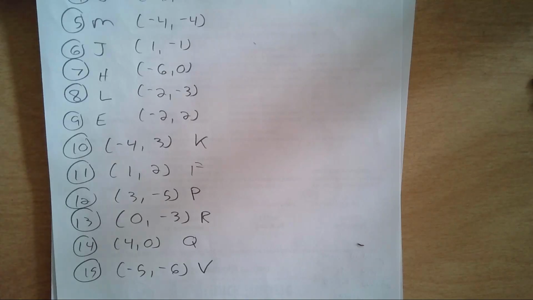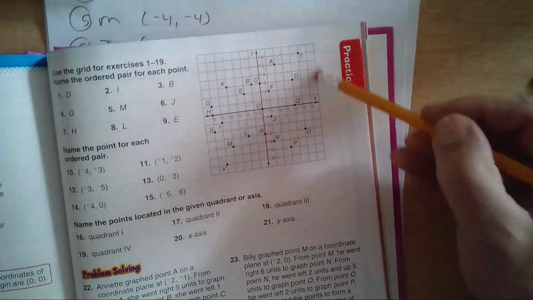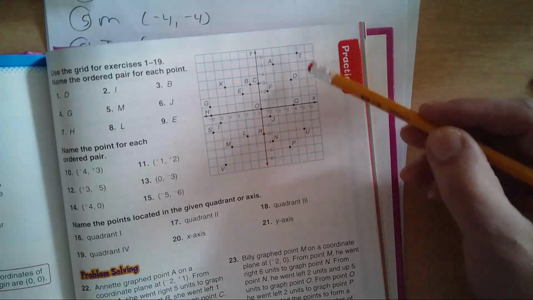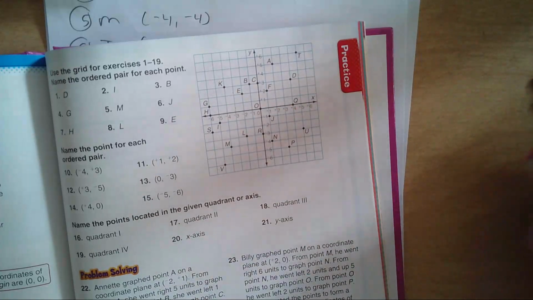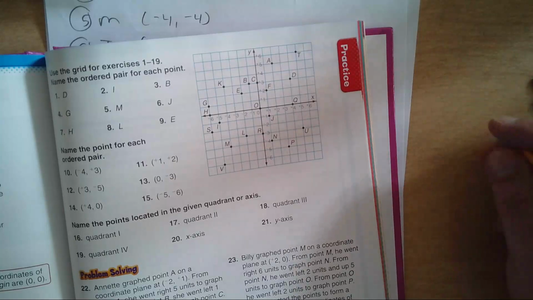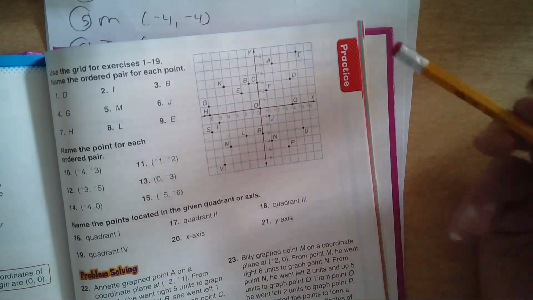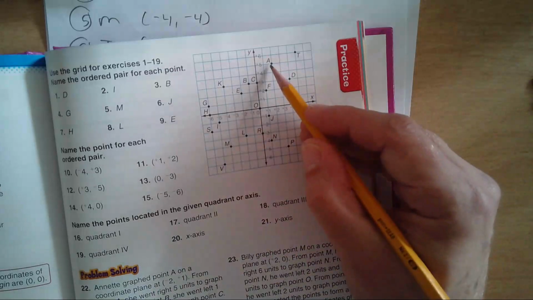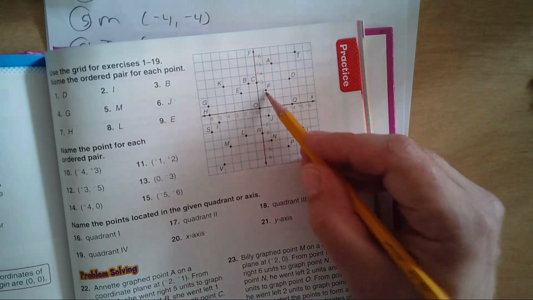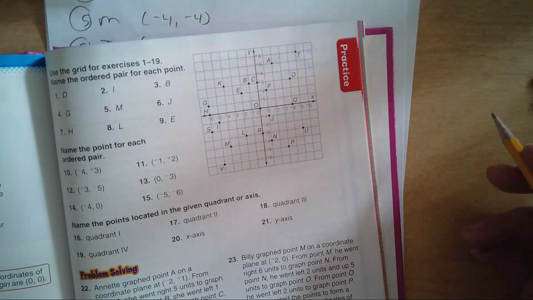I mean, if I said name the points located in quadrant 1, well, I would look for quadrant 1. I would say A, T, D, and F. There's 4 points in quadrant 1. Do you agree with that? C and Q are not in quadrant 1. They're on an axis. So there's only 4 points in quadrant 1: A, T, D, and F.